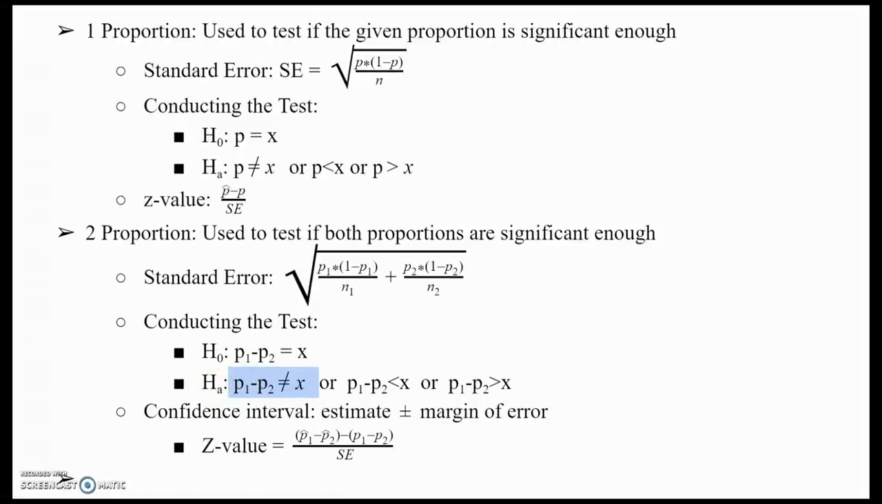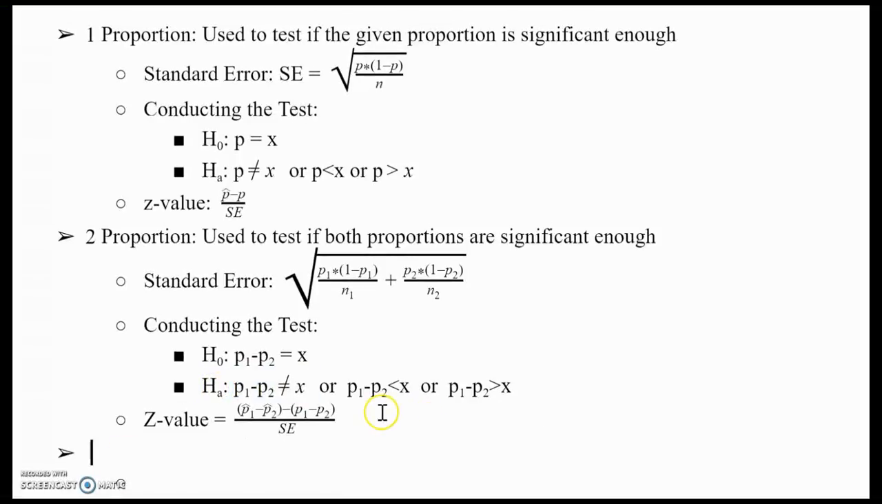The z-value for two proportions looks very similar to this for one proportion, but this time it's the difference in your samples minus the difference in population, divided by your standard error. Sometimes, but not always, this p1 minus p2 is equivalent to 0. So then blocking that out, for example, would leave you with this as your z-value. I'm going to leave that in there for now.